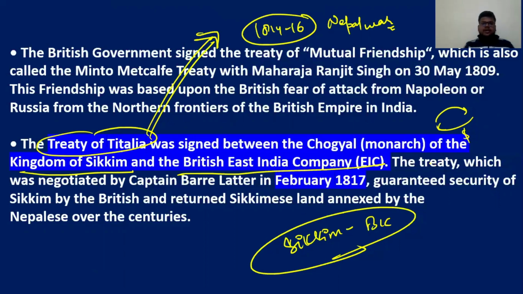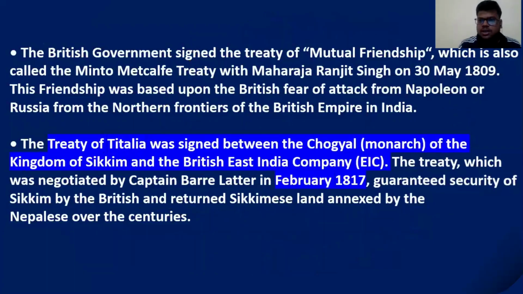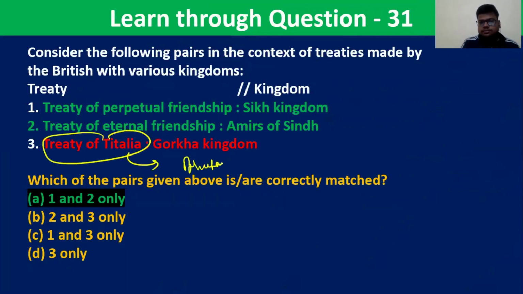Okay? So it guaranteed the security of Sikkim by the British and returned Sikkim land annexed by the Nepalis over the centuries. So the British will say to the Sikkim kingdom that we will provide you all the safety that you want, just give us the money. That's it. So the British wanted some money and they said we will secure you from all the kingdoms. So the Treaty of Titalia is not by the Bhutan kingdom. These two are right. So 1 and 2 are right, and the third is wrong.